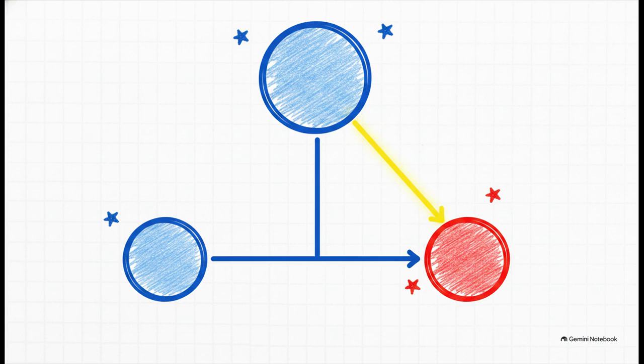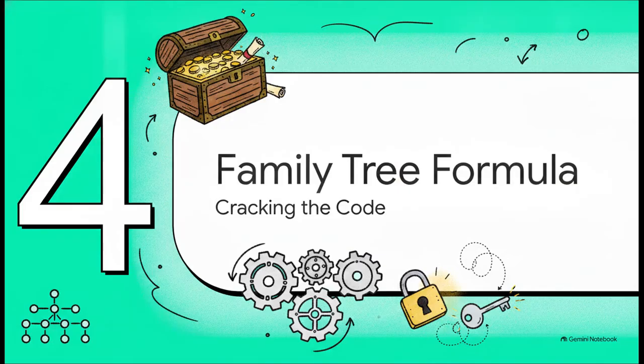Kavita is married to Deepak. Deepak is the son of Manish. Therefore, Kavita is married to Manish's son, making her the daughter-in-law. The logic is totally flawless, and by mapping it visually, we bypassed any potential traps or confusion completely. Which brings us to our final section. Section 4, the family tree formula, cracking the code.